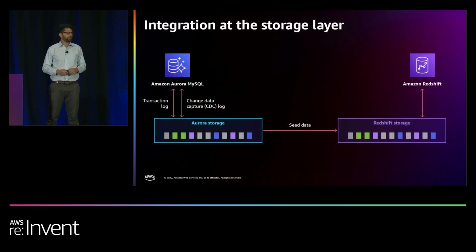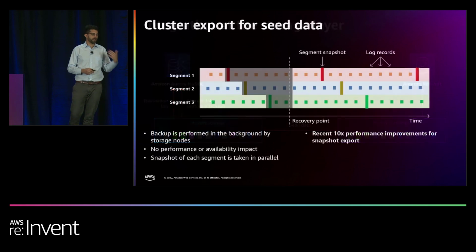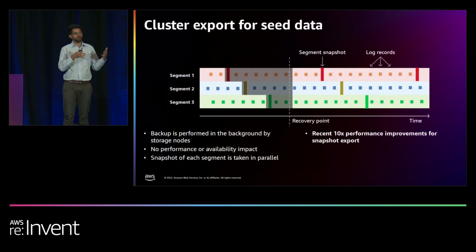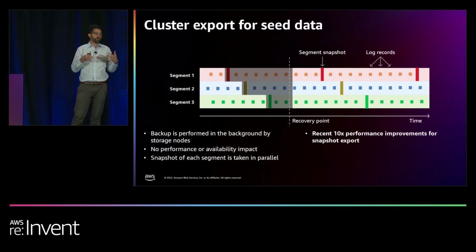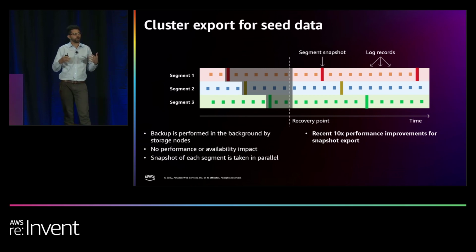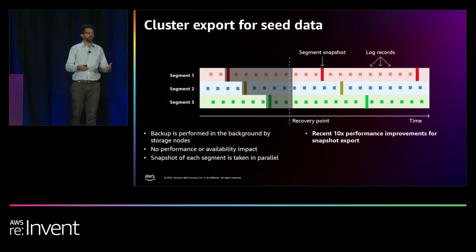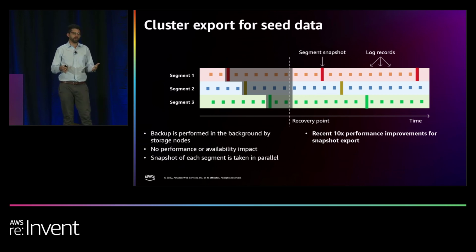So once we've got change data capture going and we are collecting and writing the log of data changes, we then seed the data into Redshift. And we do this intelligently at the storage layer. So we take an export of the database cluster, and we've improved the performance of this. You see recent 10x performance improvements. And so now we have multiple worker agents running in parallel at the storage layer, taking that data and pushing it over to Redshift for that initial data seed.